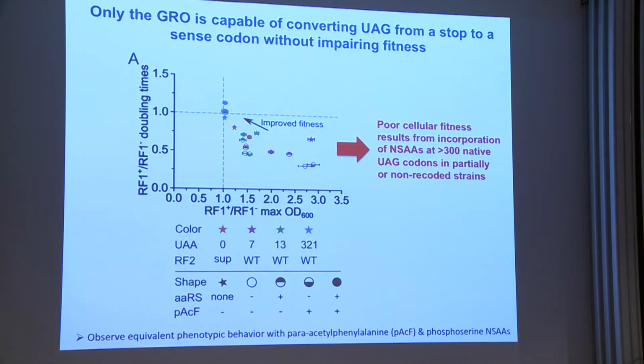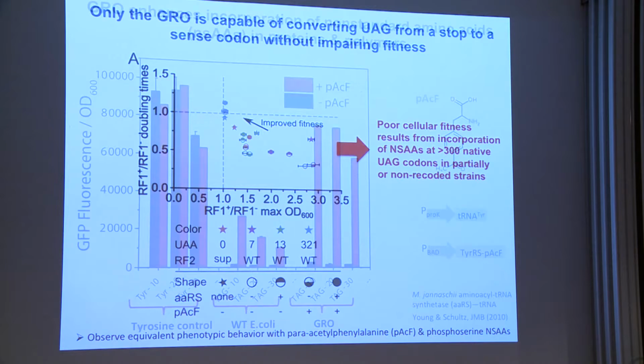And what we later showed in the paper that described this is that, by and large, what we observed through mass spec is a large number of suppression events by encoding these non-standard amino acids at the many scores of UAG codons that reside in wild-type backgrounds.